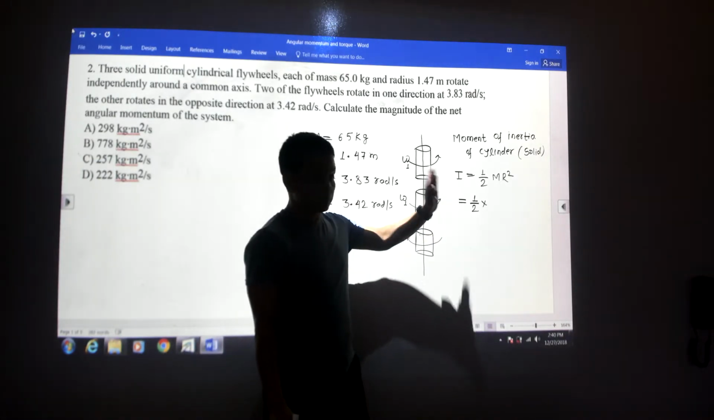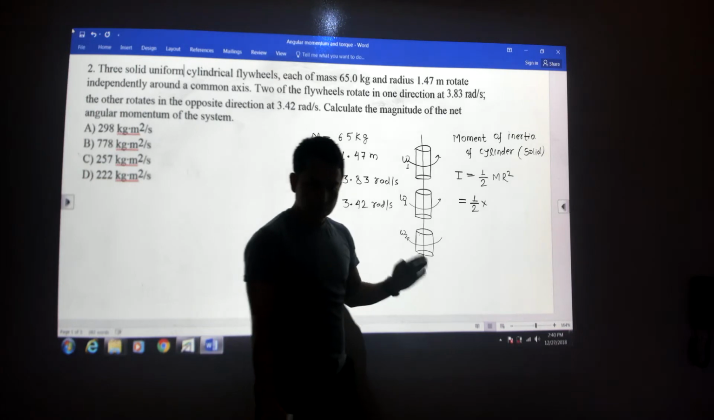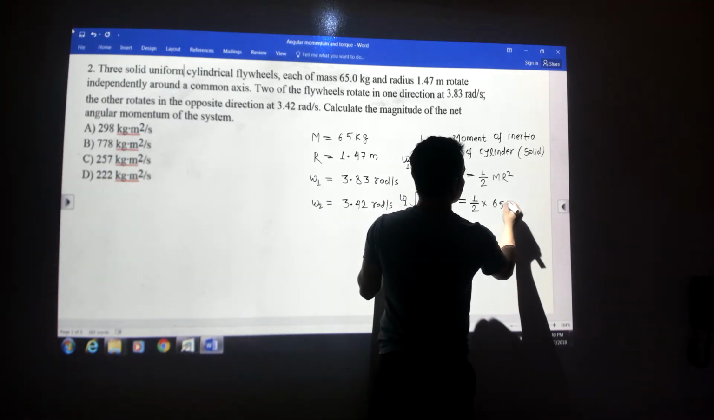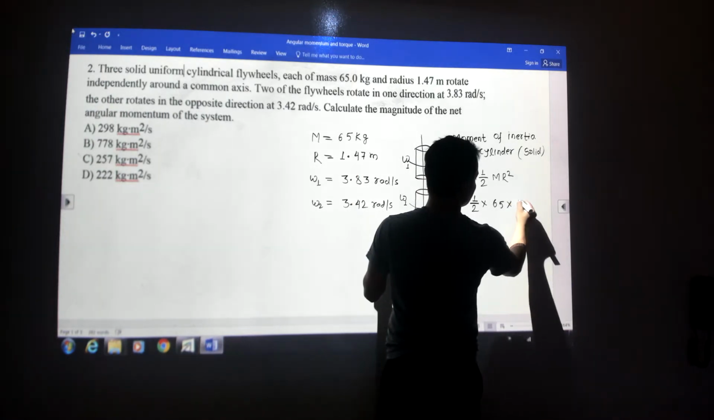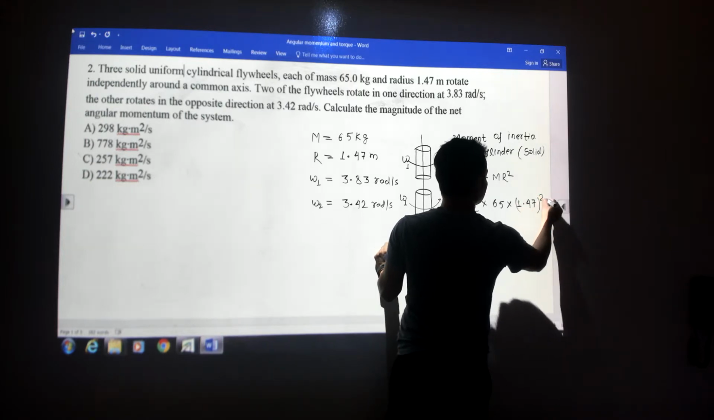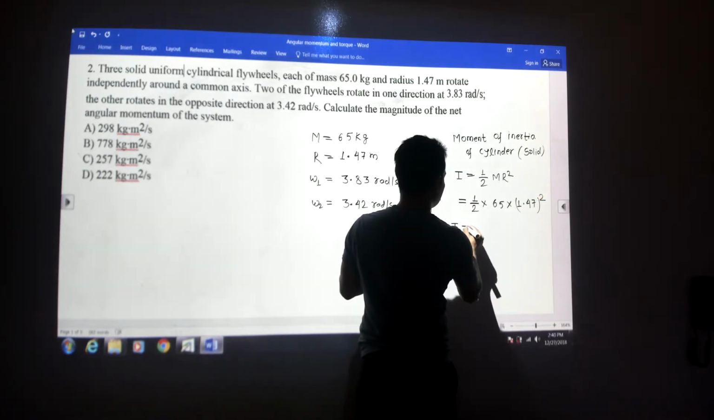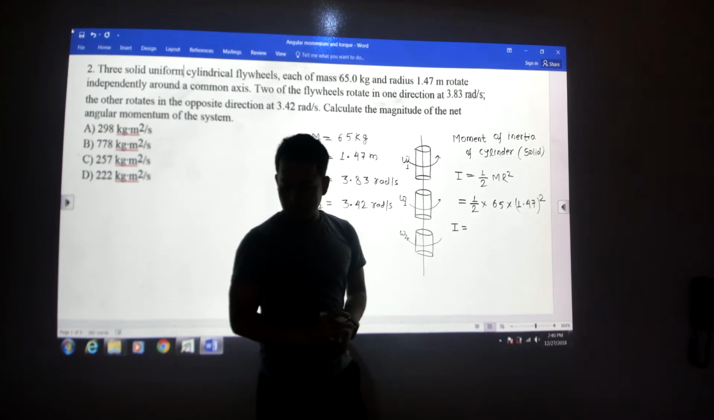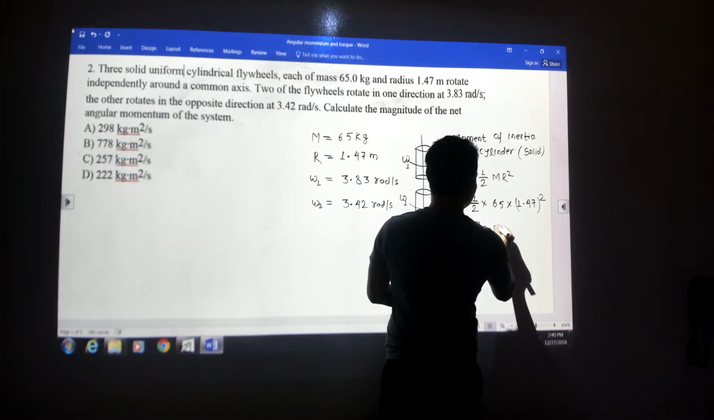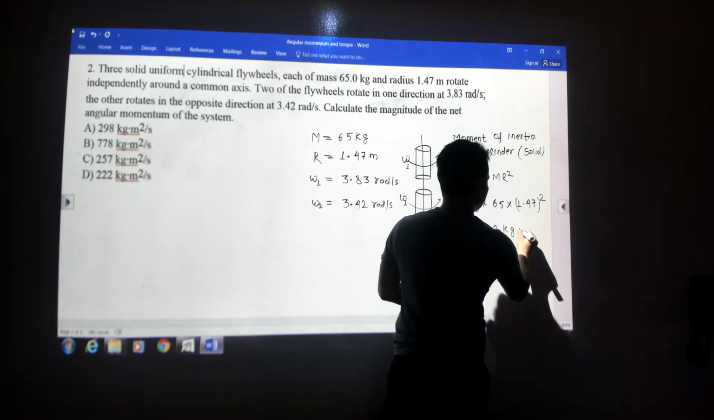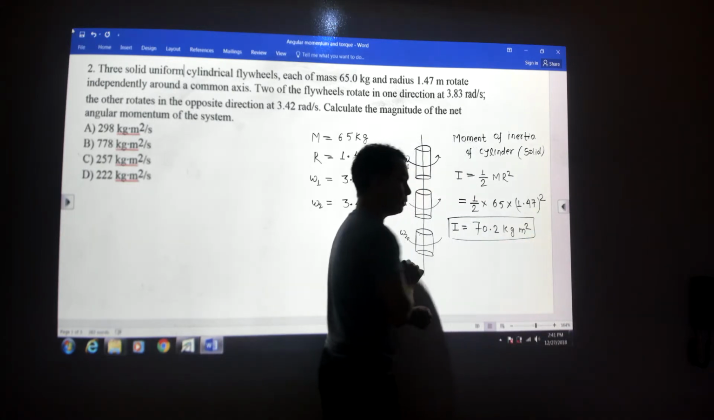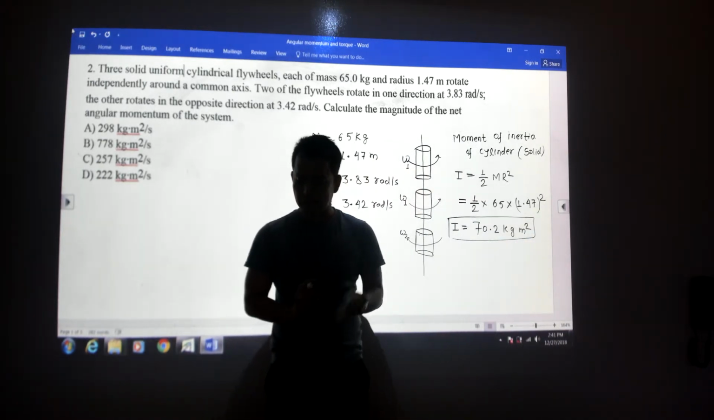Now let's find out the moment of inertia of each cylinder. What's the mass? Mass is 65. And the radius is 1.47. So we just need to plug in the numbers. Once you plug in the numbers, the answer you will get is 70.2 kilogram meter squared. This is the moment of inertia of each cylinder.